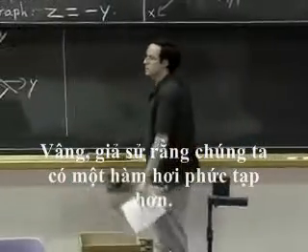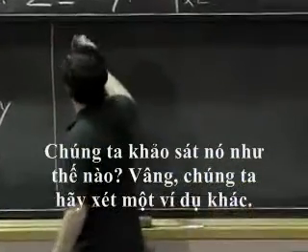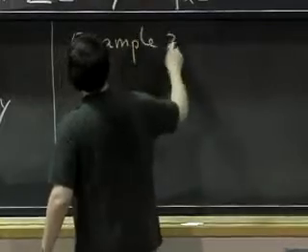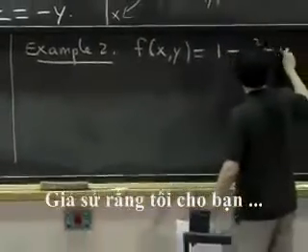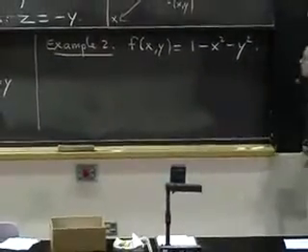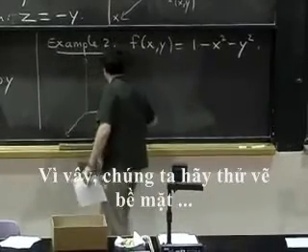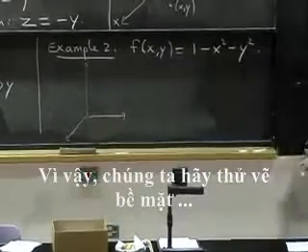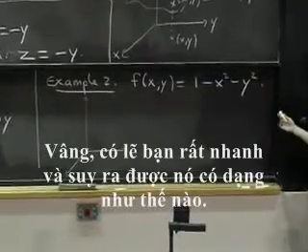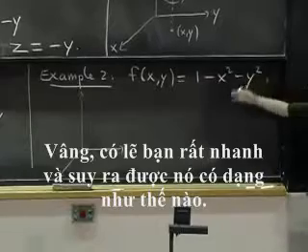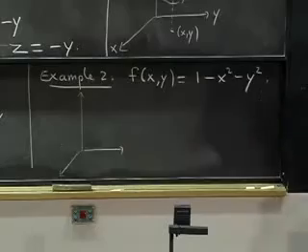Okay, so let's say that we have a slightly more complicated function. How do we see it? So let's do another example. Let's say I give you f of x, y equals 1 minus x squared minus y squared. So we should try to picture what the surface z equals 1 minus x squared minus y squared looks like. So how do we do that? Well, maybe you're actually very fast and you've already figured out what it looks like. But if not, then we need to work piece by piece.